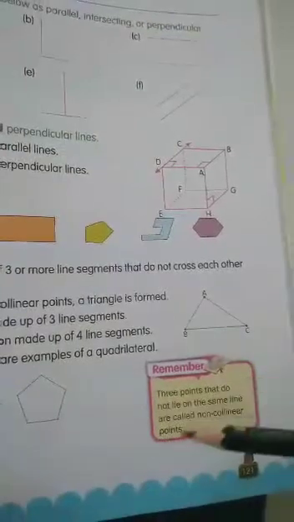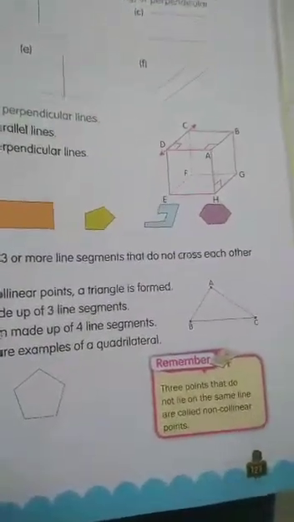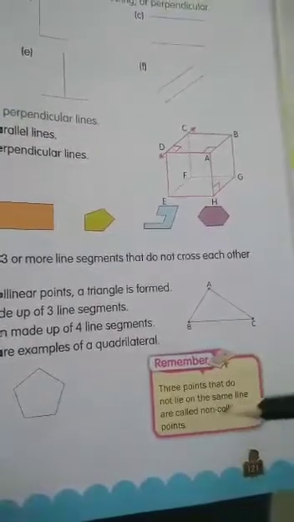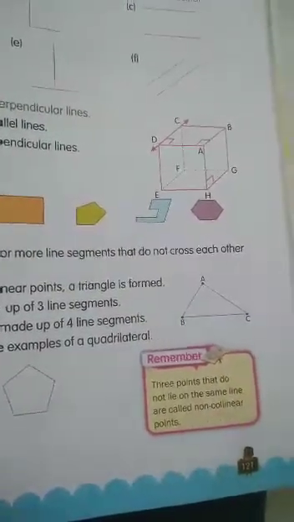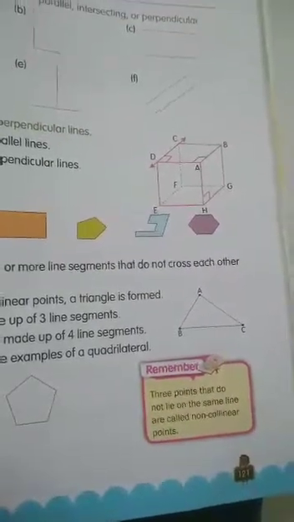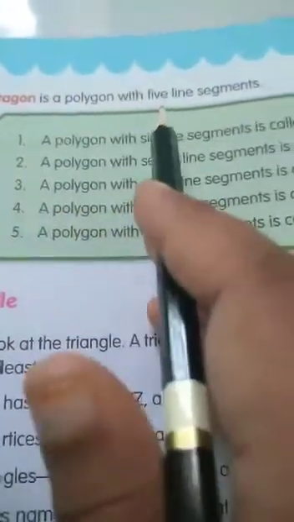So remember this box: 3 points that do not lie on the same line are called non-collinear points. Turn your page to page number 122. A pentagon is a polygon with 5 line segments.